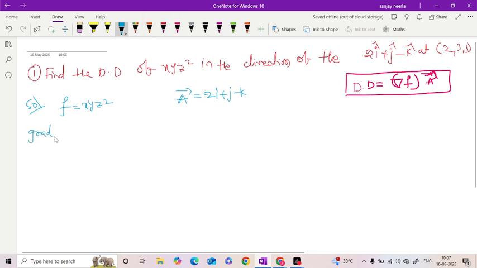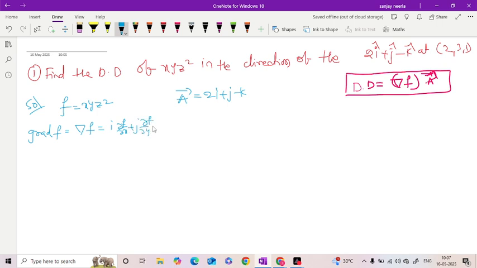So gradient of f is equal to, symbolically, del f or i into dou f by dou x plus j into dou f by dou y plus k into dou f by dou z. What is the result? Anybody?